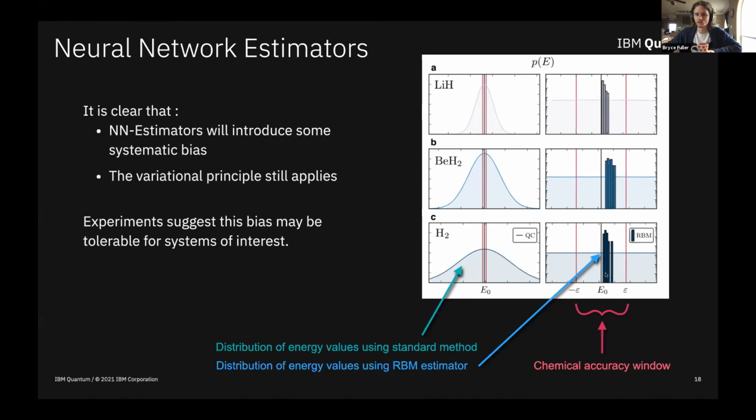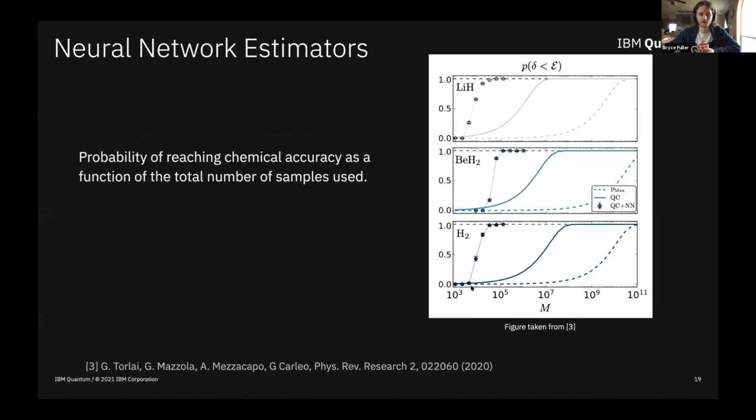And these histograms correspond to the energy measurements obtained using one of these RBM estimators. You can see that they do incur a bias, but the variance trade-off is so great that it still falls within chemical accuracy. Great. And then another figure from the same paper, just cited down here.